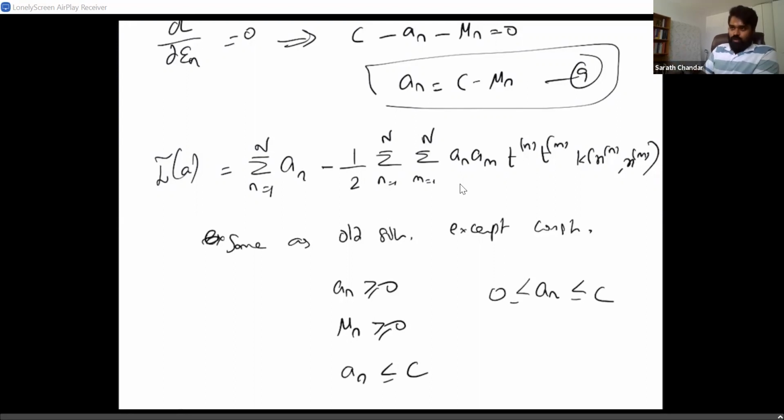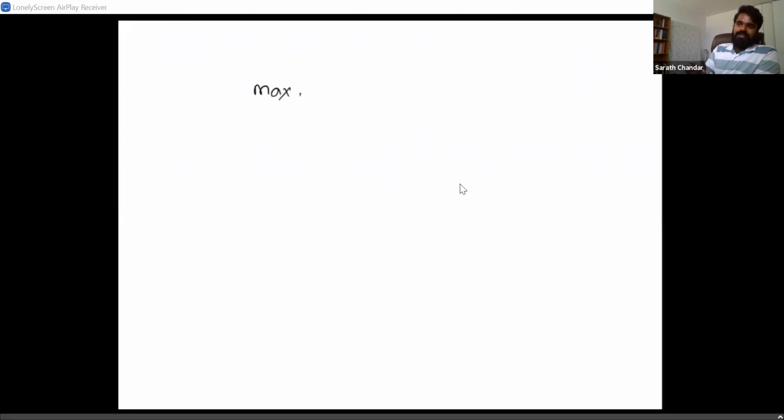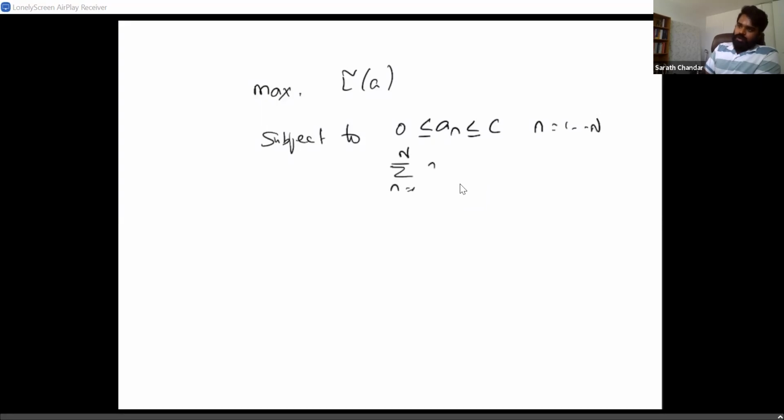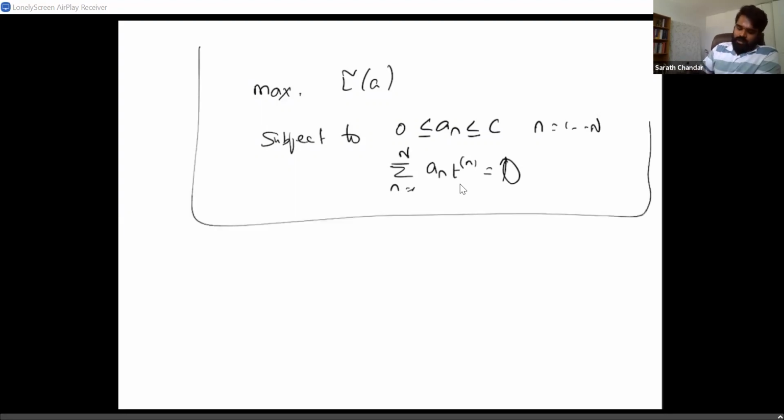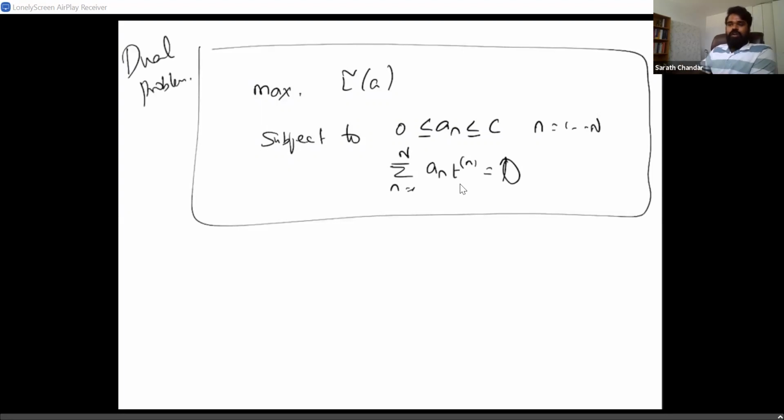So now my dual formulation is given by: maximize L of a subject to 0 less than or equal to a_n less than or equal to C for n equals 1 to N, and summation over n equals 1 to N of a_n t_n is equal to 0. Now this is my dual problem for the soft max margin classifier. Okay, so now let's try to interpret the solution.